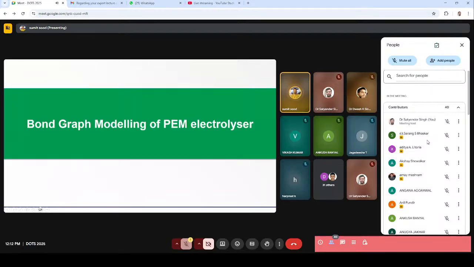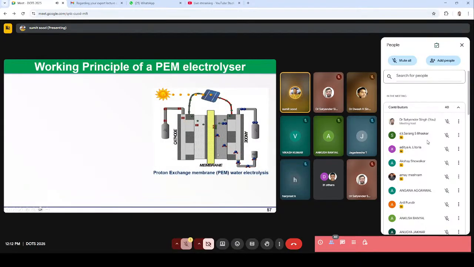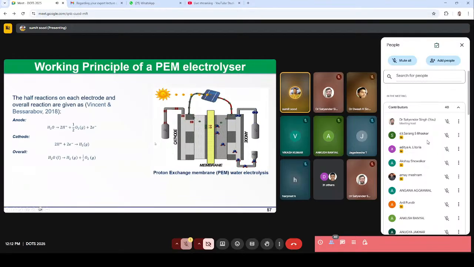So now we will start with how we can use this approach, or whatever we have understood about the bond graph approach, in modeling this proton exchange membrane electrolyzer. Again, to brief you about how it works: it basically dissociates the water into hydrogen and oxygen with the help of electricity, and this membrane is used to transfer the protons that are generated on the anode side to the cathode side.